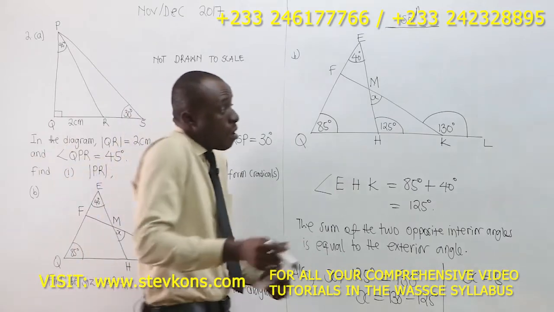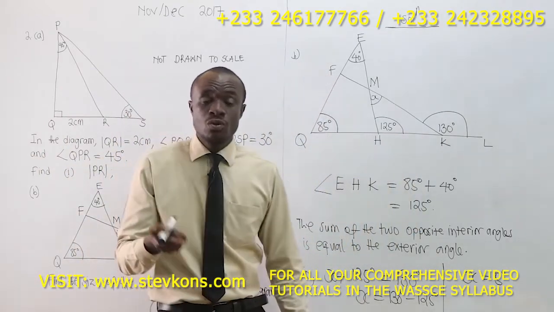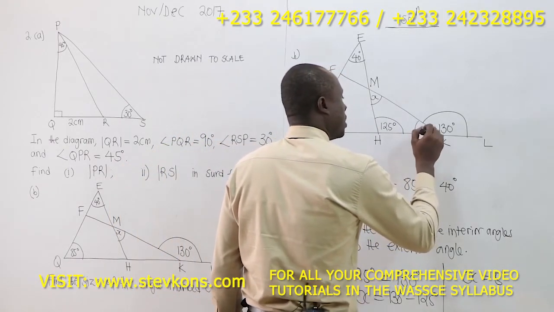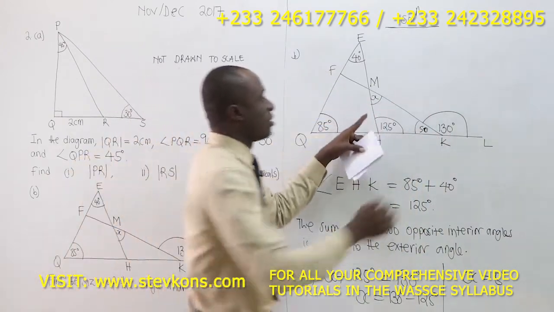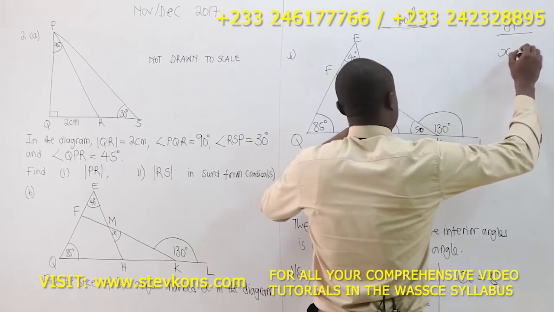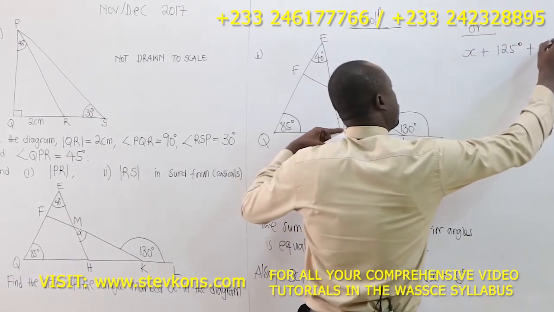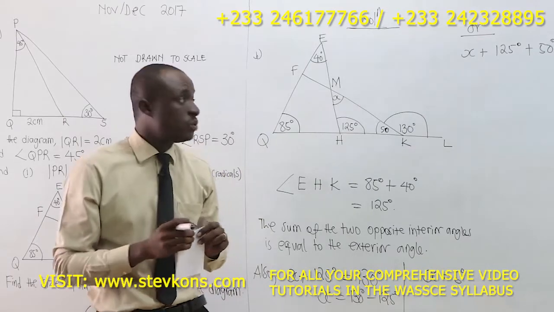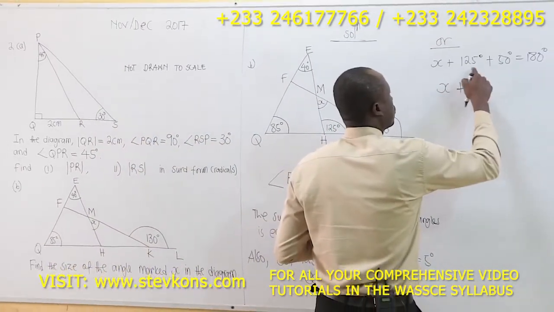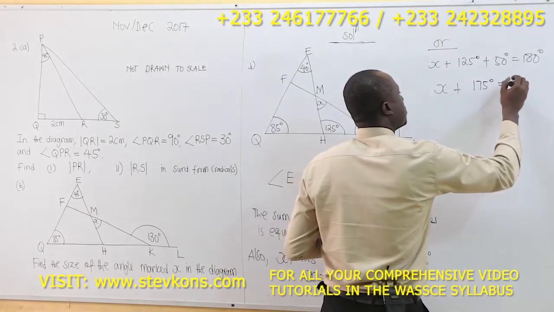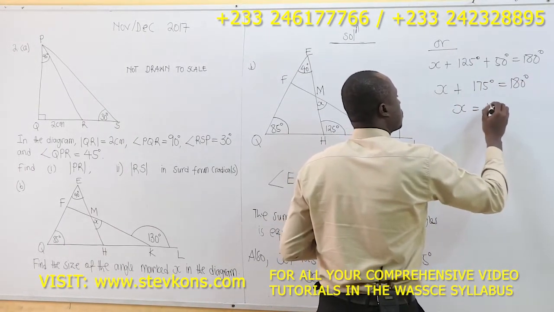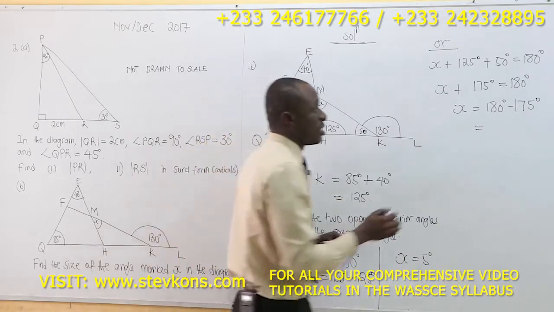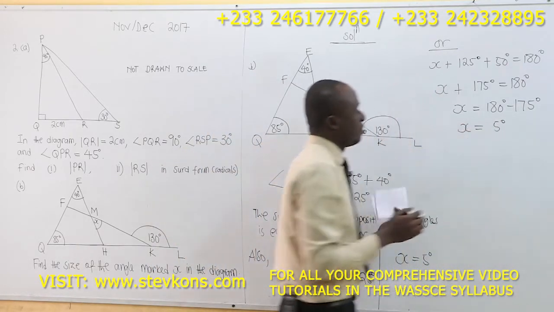Or you see, sum of angles on a straight line add up to 180. So if this is 130, it means that the angle here is what? 50 degrees. Why? 50 plus 130 giving us 180. We have a triangle here. So x plus 125 plus 50 degrees equal to 180 degrees. Sum of angles in a triangle add up to 180 degrees. Now 125 plus 50 is 175 degrees. So x is equal to 180 degrees minus 175 degrees, and this is just 5 degrees. So our x is 5 degrees.